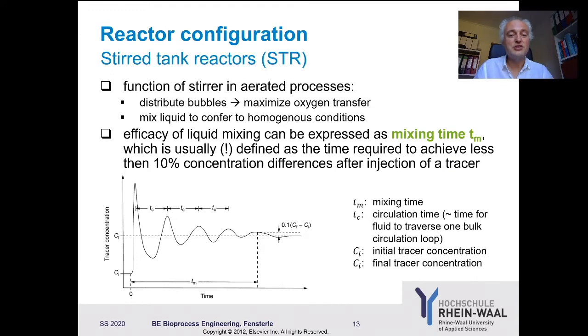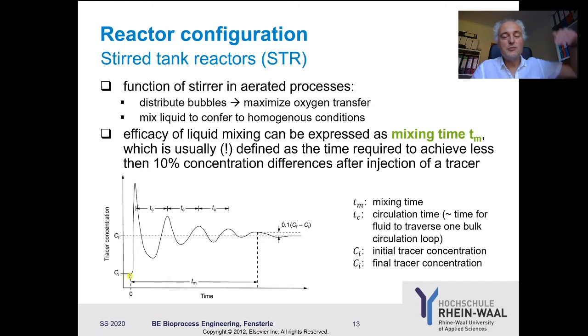And this is measured, and I can measure this as a mixing time. It's not a standard definition, but the usual definition is that this is the time required to achieve less than 10% concentration difference. So if you look at this, I have the concentration of my tracer, of pH or whatsoever, which is initially low. And then I put in an amount of tracer which would bring the concentration from the initial concentration to the final concentration.